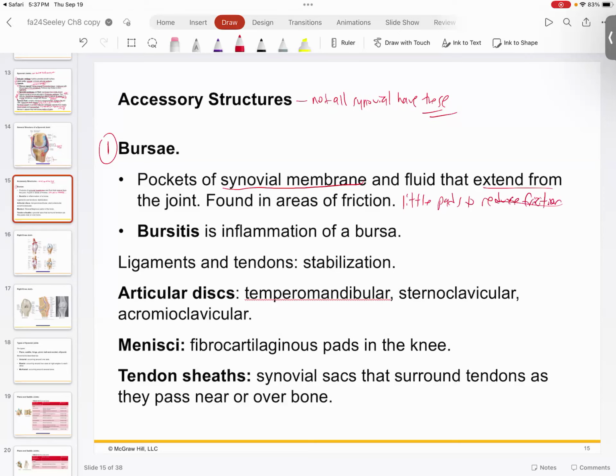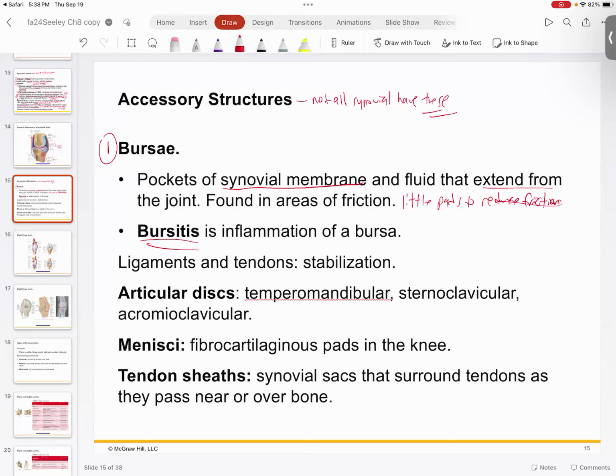So in high friction areas, you'll see a bursa tucked in there to basically reduce friction. It's kind of like putting one of those little pads on your toe when you have a lot of friction in your shoes. You put a little pad on there to reduce the friction. Bursitis is basically an inflammation of the bursa, and so it tends to be very painful, very sensitive.